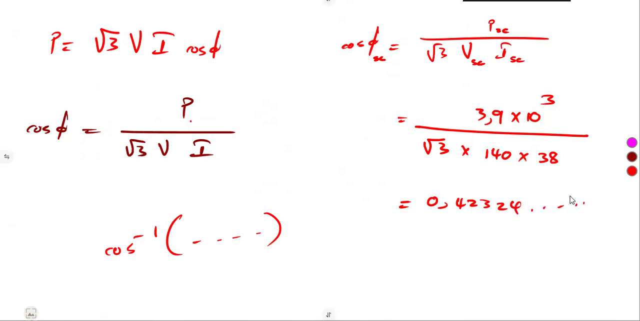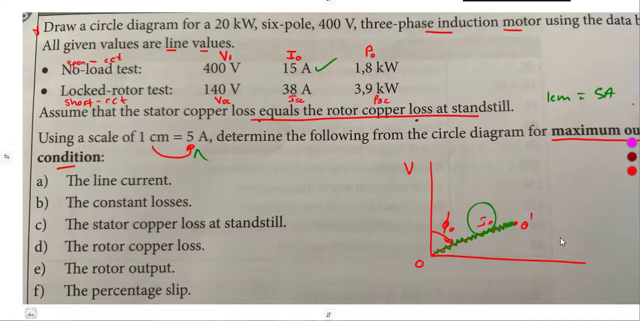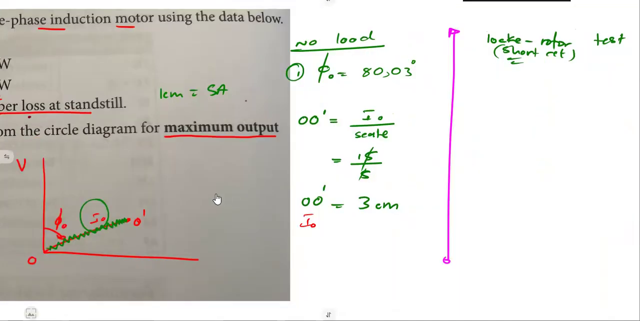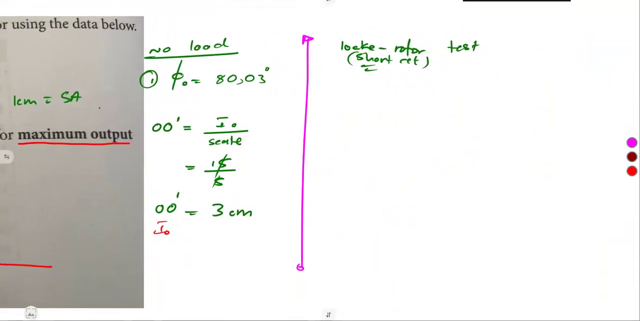So that is going to give us 0.42324, something like that. Just like the previous case, arc cos of that value gives us the angle, which is 64.96, something like that. Indicating these exactly is going to be difficult, so just approximate on your measuring, about 65 degrees. Do not worry about that. So this one is approximately 80, and this one approximately 65.